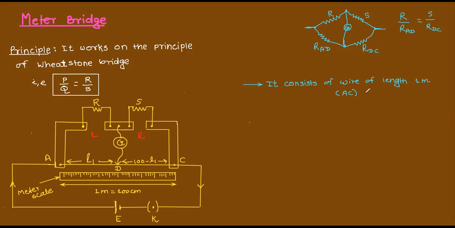Of uniform cross sectional area, or just of uniform cross section. What is uniform cross section? That wire is there, no? It should be uniform everywhere, the same area of cross section, same thickness, we can say. Somewhere small, somewhere more, it should not be like that. It should be uniform. Next point.